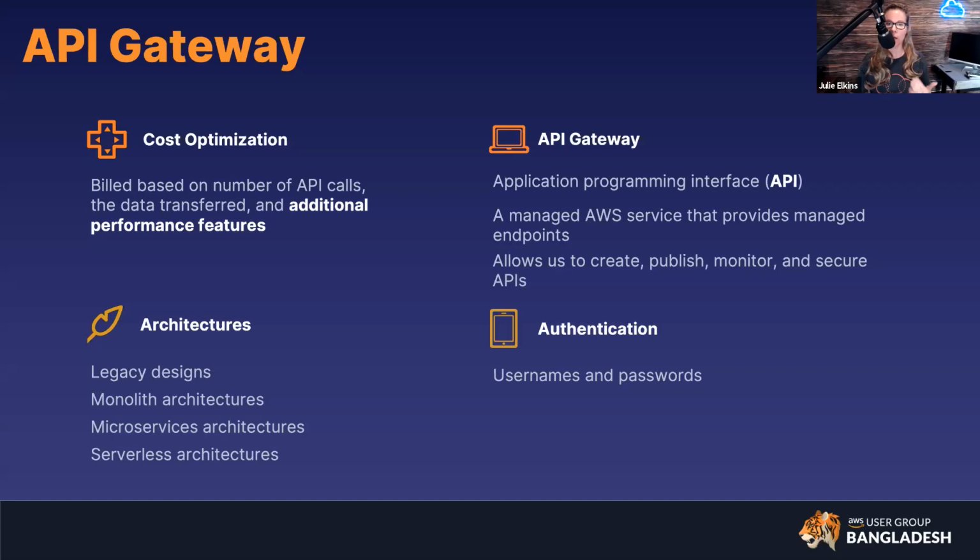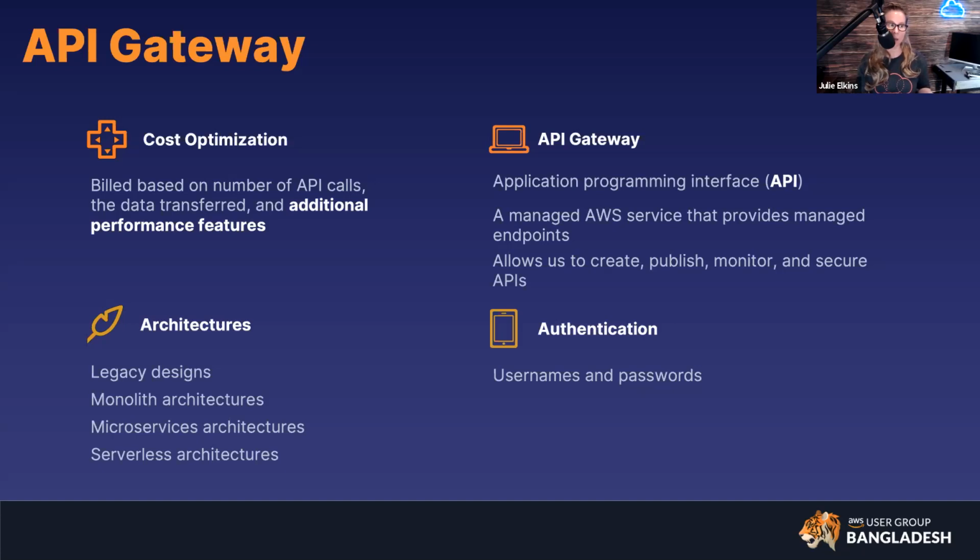So, what value do you think API Gateway brings? Well, APIs need to be managed, and you have to manage the code, the hosting, and it's really a lot of admin overhead, especially if you want to make it scalable and highly available. So AWS provides API Gateway, a managed AWS service that provides managed API endpoints for us. So we don't have that admin overhead.